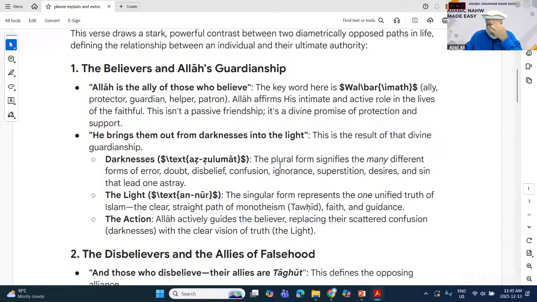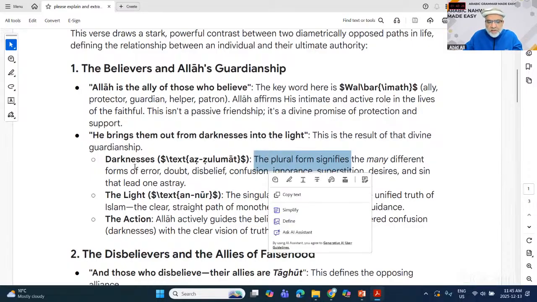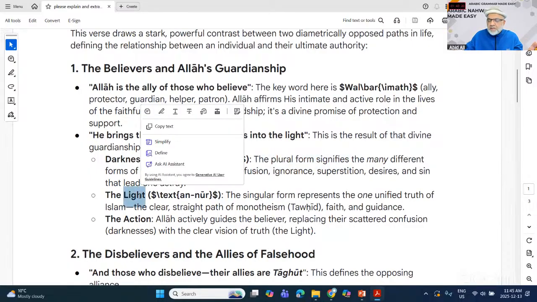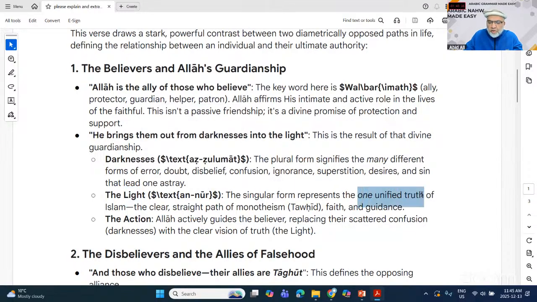You see, you need to focus and apply this thinking: why does Allah subhanahu wa ta'ala say darknesses in the plural, and why does He only say light in the singular? Because the singular form represents the one unified truth of Islam. That is the clear, straight path of monotheism, Tawheed, faith and guidance.